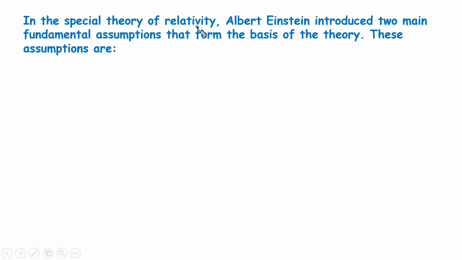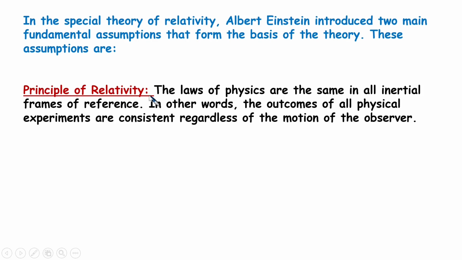So in the special theory of relativity, Albert Einstein introduced two main fundamental assumptions that form the basis of the theory. These assumptions are the principle of relativity, that is, the laws of physics are the same in all inertial frames of reference. In other words, the outcome of all physical experiments is consistent regardless of the motion of the observer. As we proceed in the lecture, you will understand what it means.